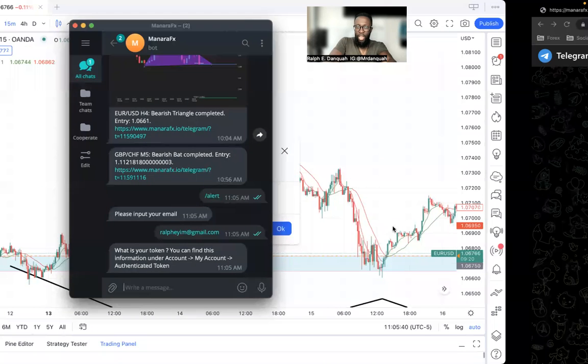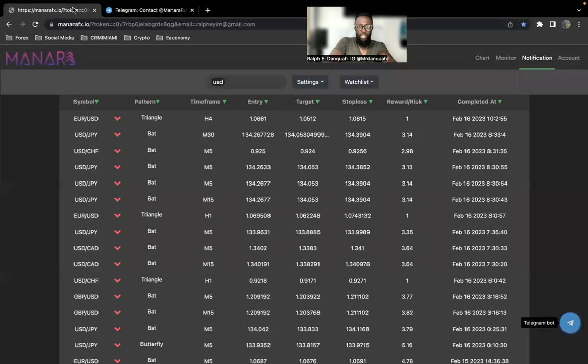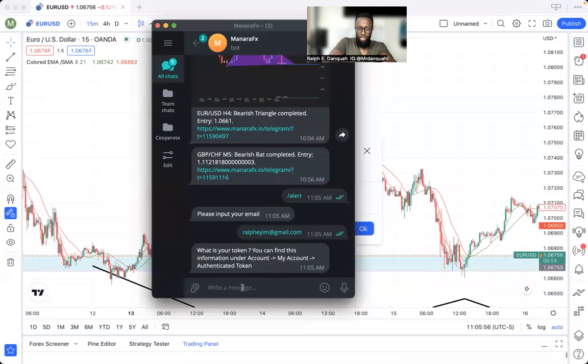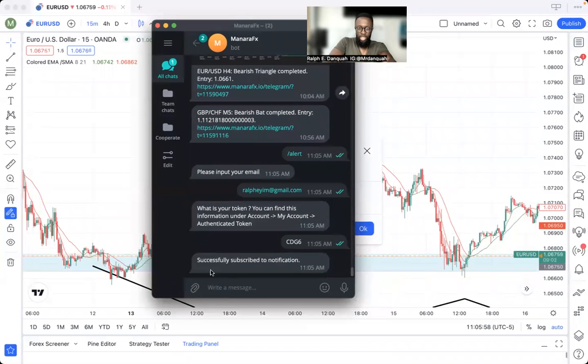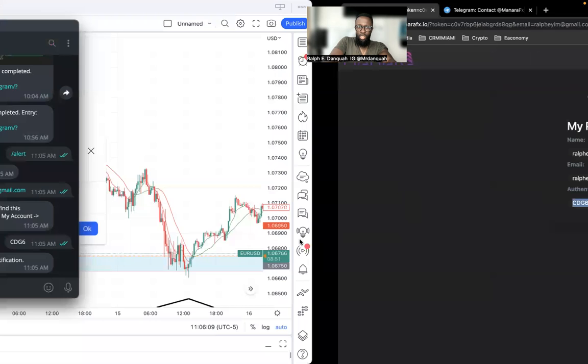The token is going to be found back in Manara. When you go to Manara, you're going to find the token right here in accounts. I'm not going to show it, but your token is found right here. So that's my token. I put it there, bam, and it says successfully subscribed. This pertains to my account. You can't use this information for yourself, it's not going to work. So once you have your email and your token, you put it there.